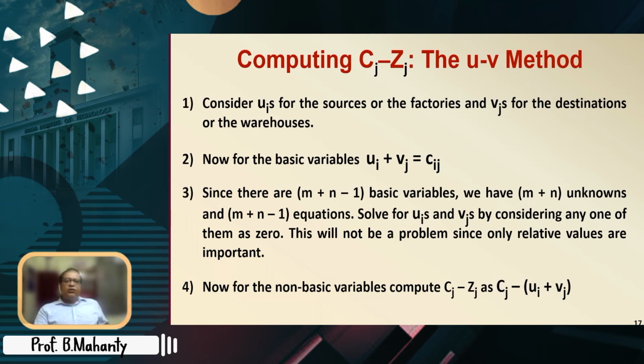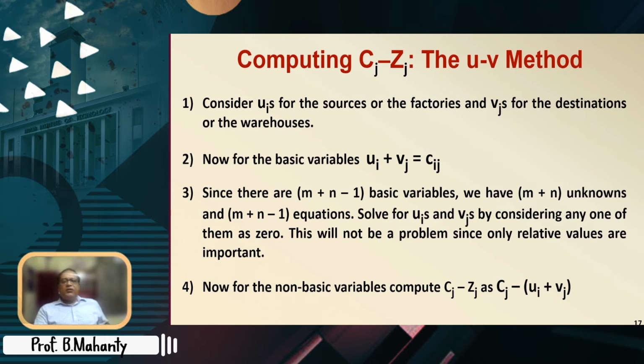But here the rule is made slightly simple. Instead of Ui minus Vj, we are making Ui plus Vj, so that the Vjs are like negative of the node potentials. So in that sense, consider Ui's for the sources or the factories and Vj's for the destinations or the warehouses. Now for the basic variables, Ui plus Vj equal to Cij.